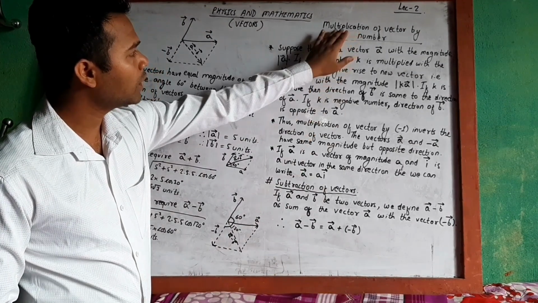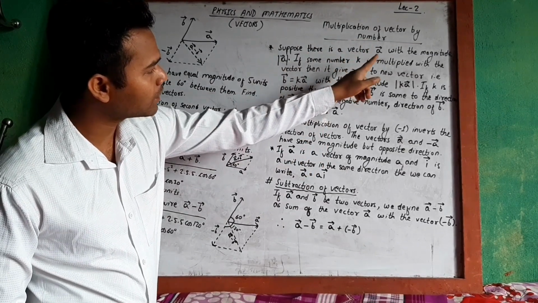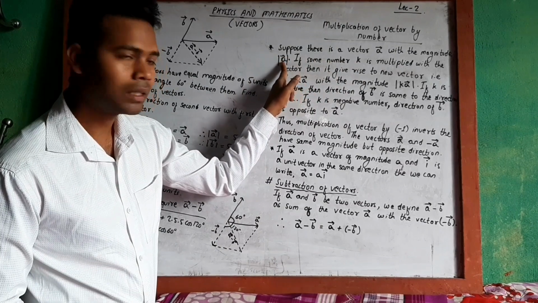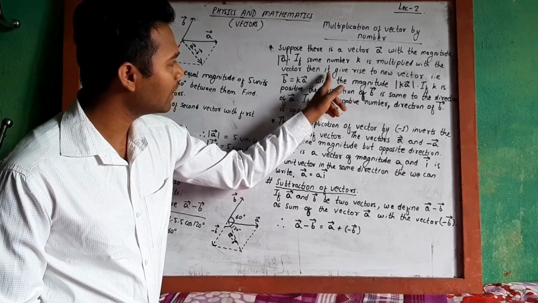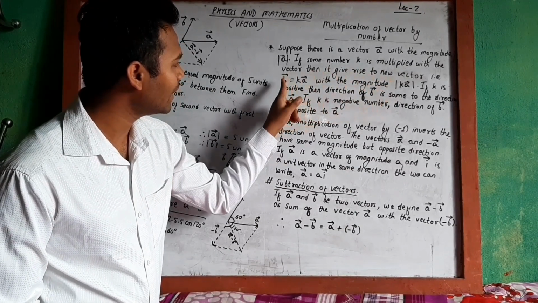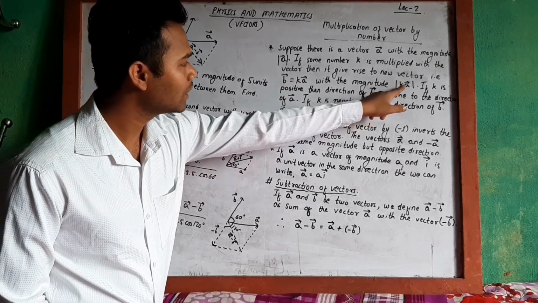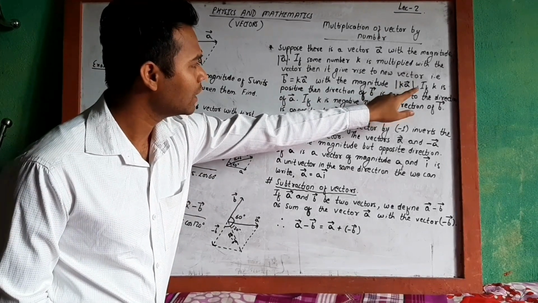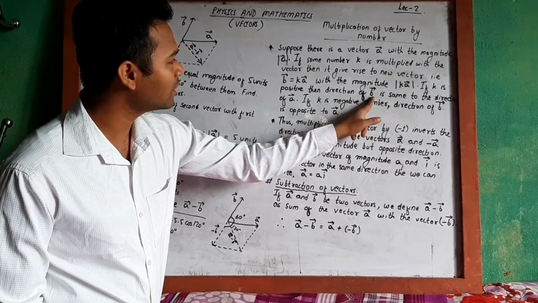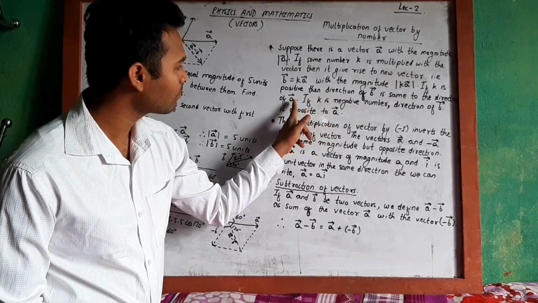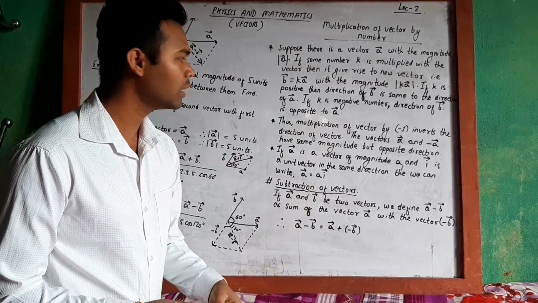Now, multiplication of a vector by a number. Suppose there is a vector a with magnitude a. If the number k is multiplied with the vector, it gives rise to a new vector b, where b vector equals k times a vector, with magnitude k times a. If k is a positive number, then the direction of b vector is the same as the direction of a vector. If k is a negative number, the direction of b vector is opposite to a vector.